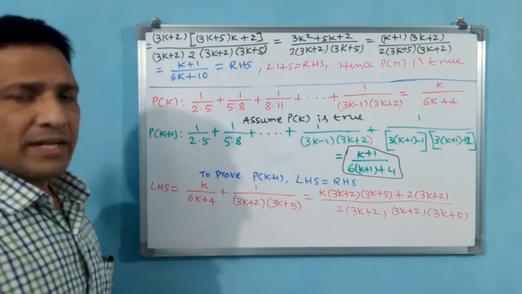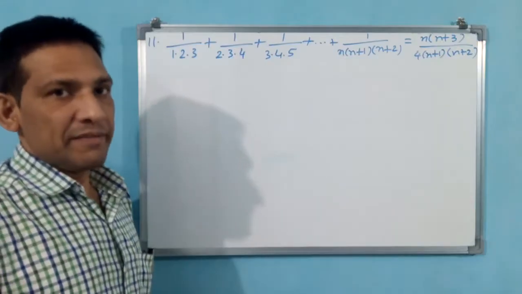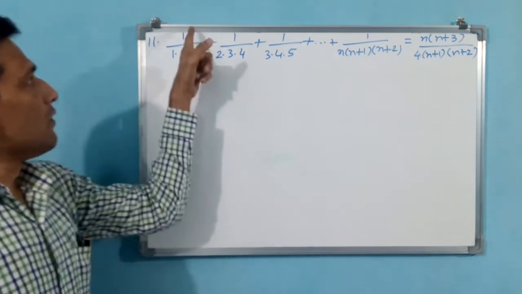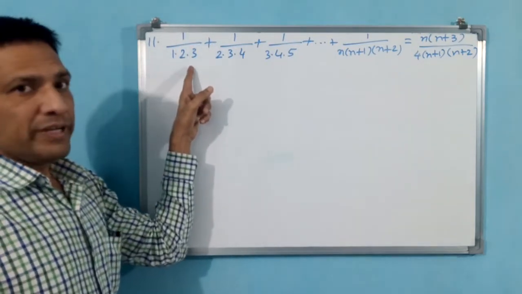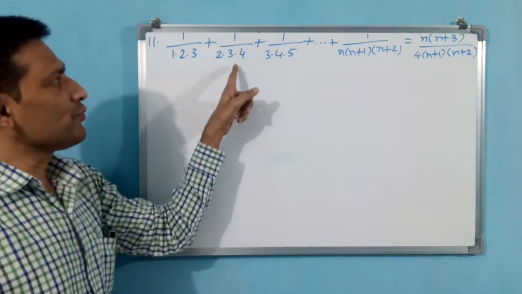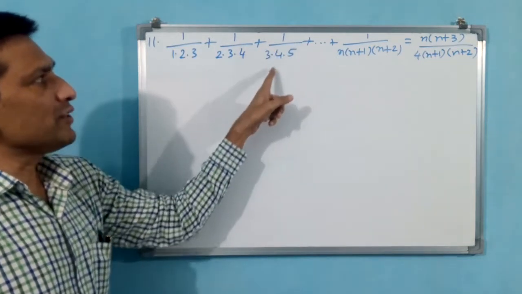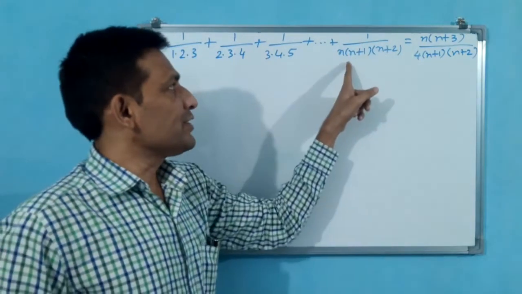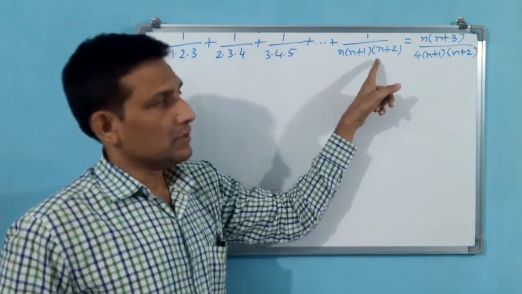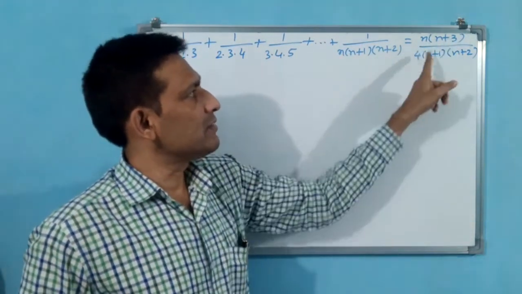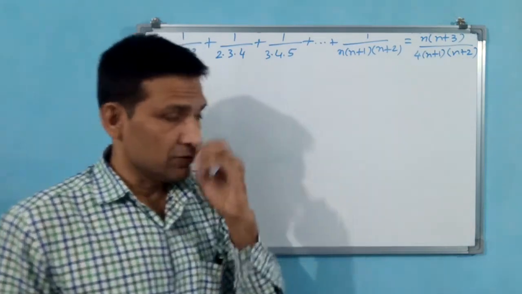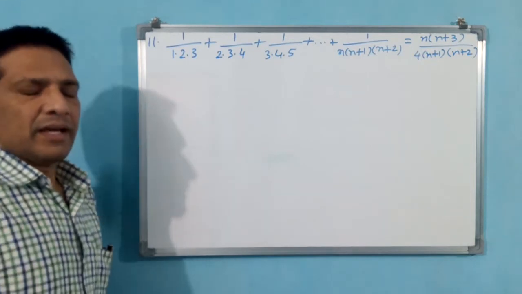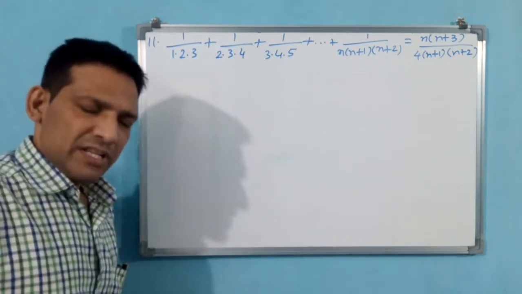Okay, let us go for the 11th question. What they have given? 1 by 1 into 2 into 3 plus 1 by 2 into 3 into 4 plus 1 by 3 into 4 into 5 plus dash dash dash up to 1 by n into n plus 1 into n plus 2, that is equal to n into n plus 3 by 4 into n plus 1 into n plus 2. This you have to prove by principle of mathematical induction. n belongs to capital N, natural numbers, they have already given.